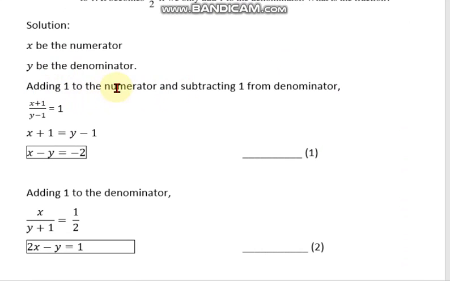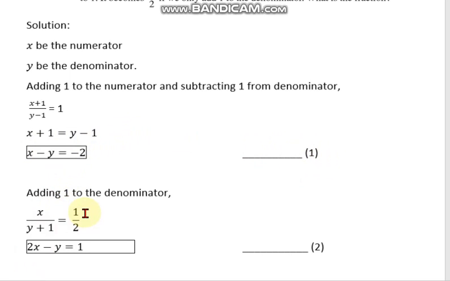Now adding 1 to the numerator and subtracting 1 from the denominator, the fraction reduces to 1. So (x plus 1) upon (y minus 1) is equal to 1. If we take the LCM or cross multiply, y minus 1 will go with 1. So we will have x plus 1 equals y minus 1, and therefore x minus y equals minus 2. Say equation number 1.